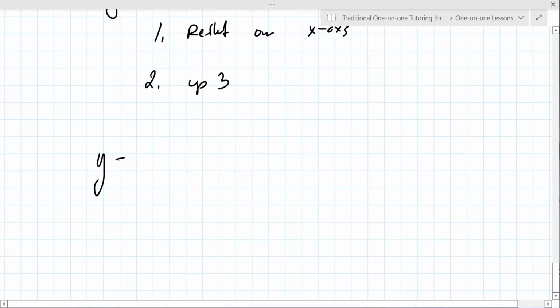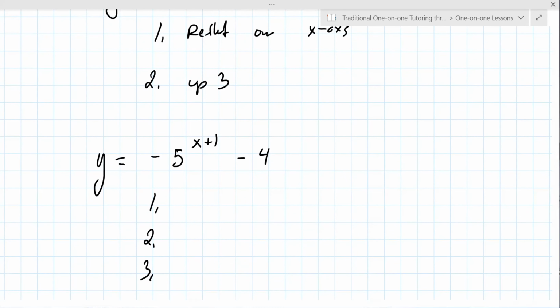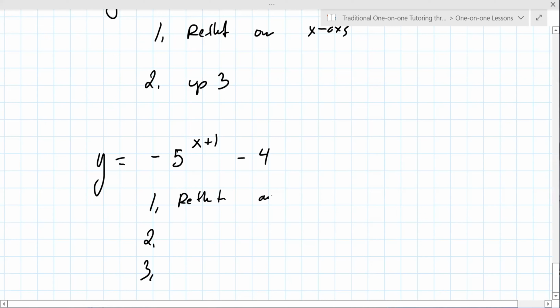Let's go y equals 5 to the x plus 1, negative 4. So this one has 3 transformations. So it would be reflect over x axis and then down 4. Yep, down 4. And actually, I got the order wrong here.